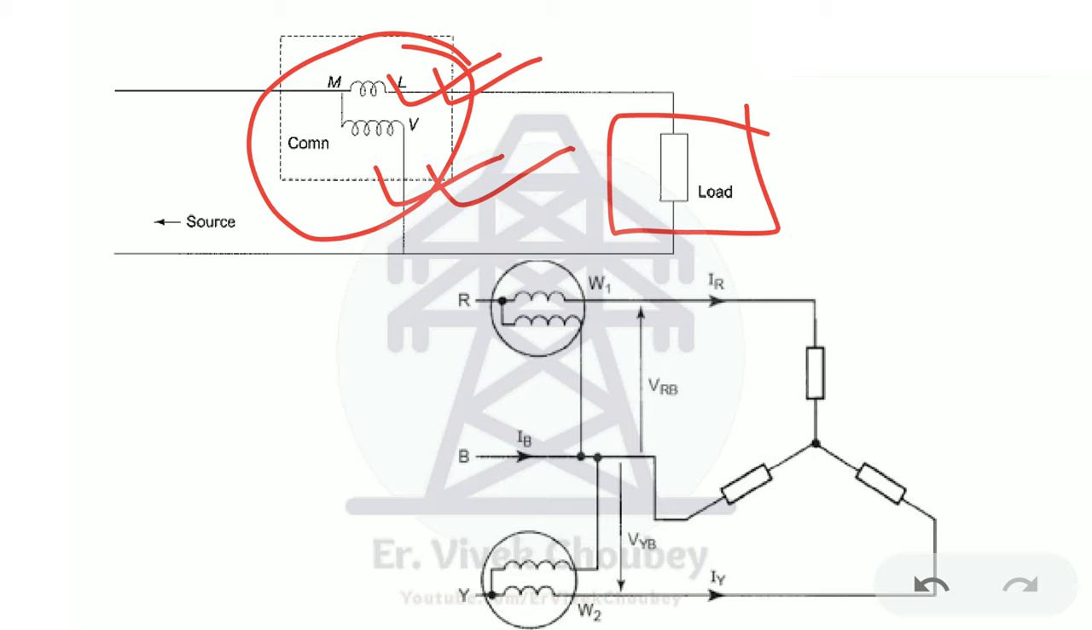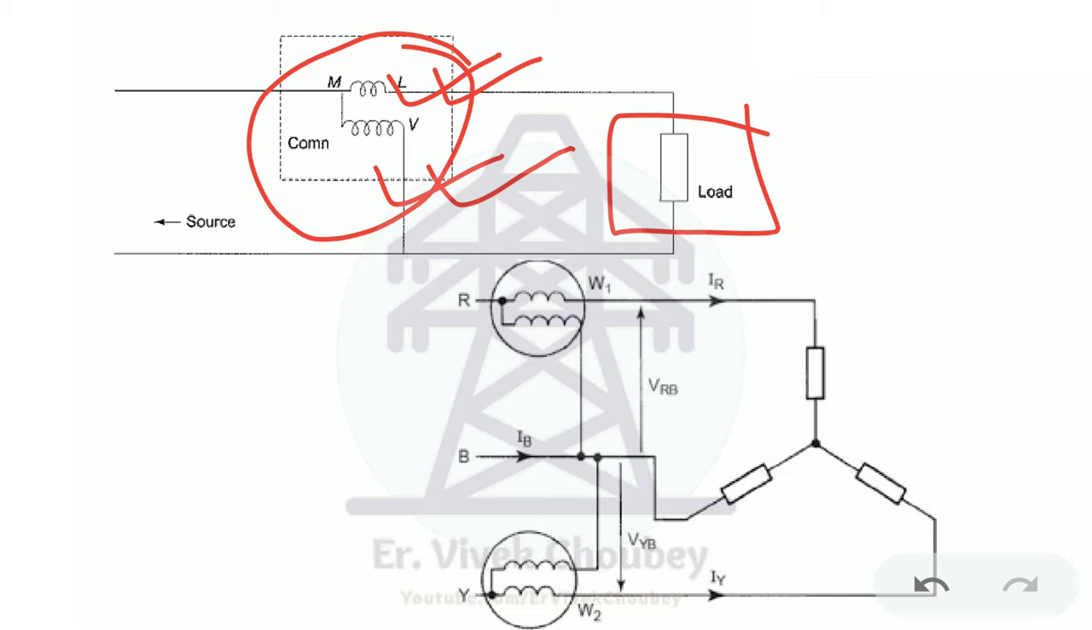Now, the M is connected to the mains side, and hence it is named M. L is connected to the load side. C, or common terminal, is named like that because this is the common junction of both the current coil and pressure coil in a practical wattmeter usage, and V is the voltage.